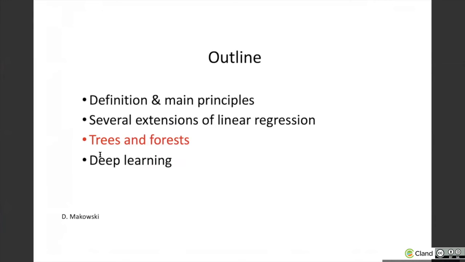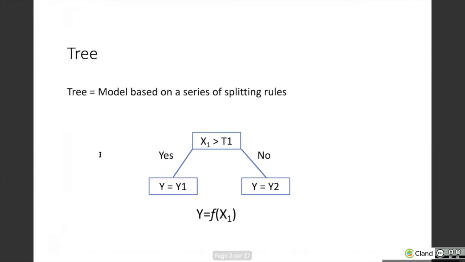Good. So now I will present another family of techniques which is very useful. It's probably, I would say, the most popular machine learning technique currently: trees and forests. So I start by explaining what a tree is. A tree is a model based on a series of splitting rules. Simplest possible tree.